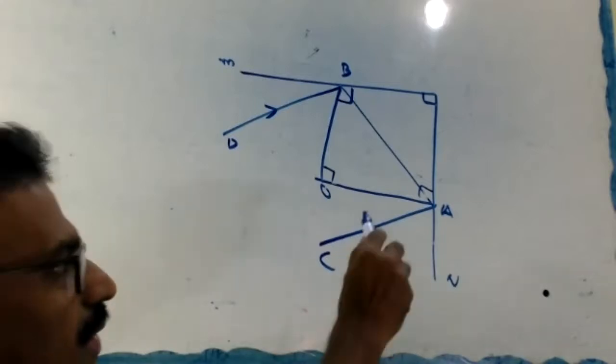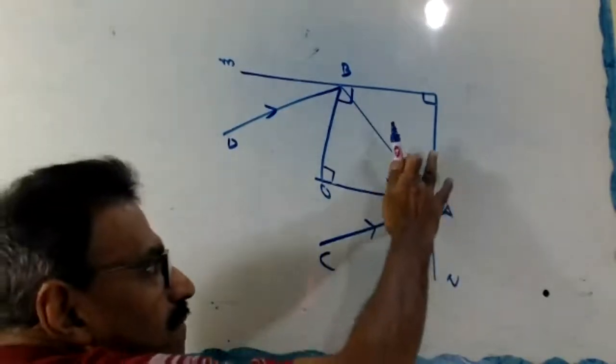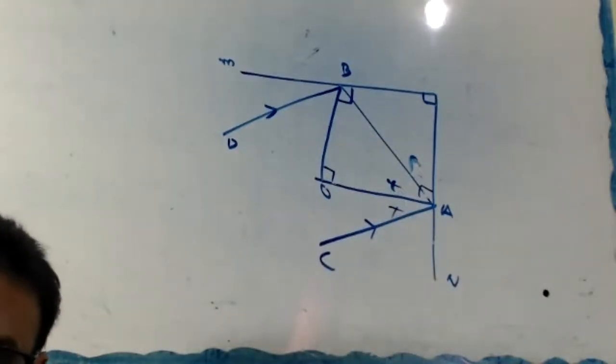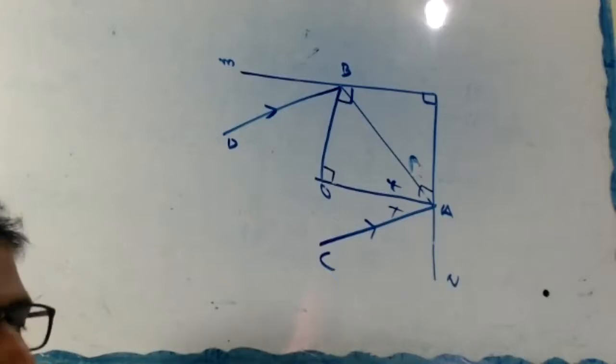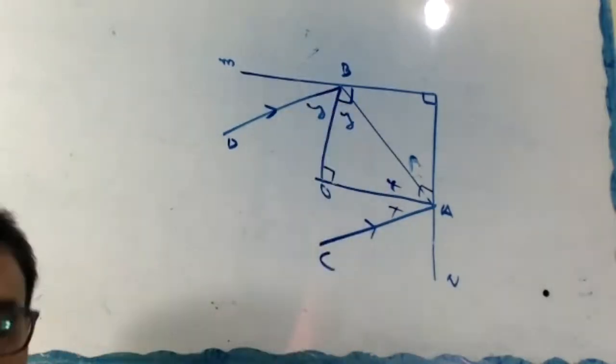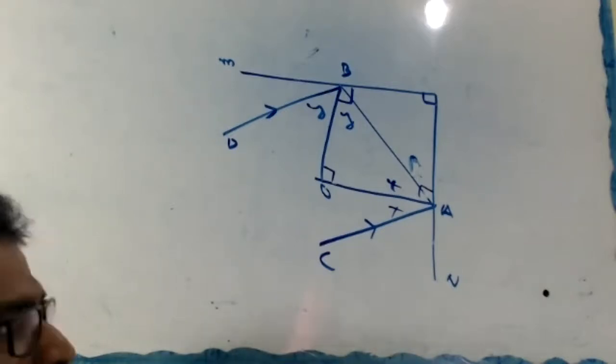Okay. Now this is x. This is also x. Why? Angle of incidence equal to angle of reflection. Correct. Angle of incidence equal to angle of reflection. Similarly, this is y. This is also y. Angle of incidence equal to angle of reflection.